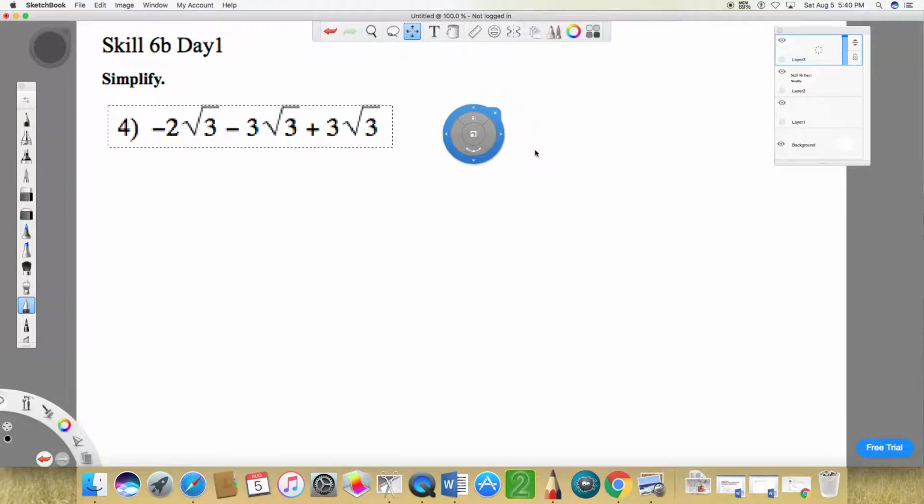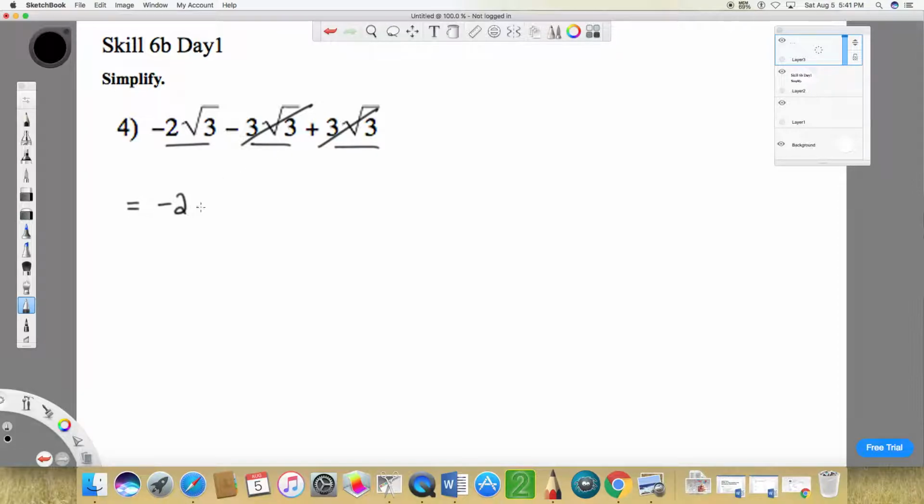So for number 4, these are all square roots. We have three terms, and they all are radical 3. So these are all like terms. We can combine them together. The -3 and +3 are going to cancel each other out. They add up to 0. So our final answer is just -2 times radical 3.